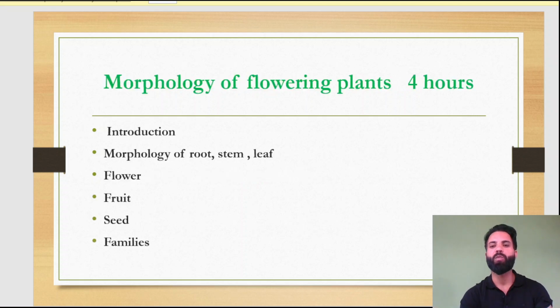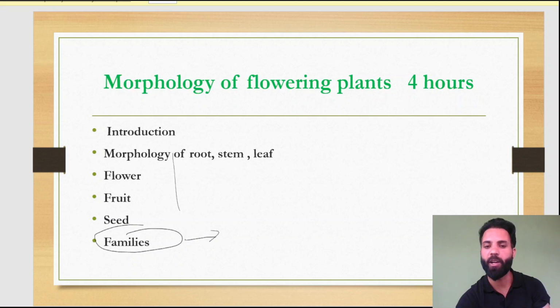After that there is morphology of the flowering plants. In the morphology of the flowering plants, very easy unit, very easy. It comes under botany, and it requires only 4 hours for the completion. In this unit we are going to study about the morphology of the roots, stem, leaf, fruit, flower, seeds, and the families. And most important is that from the families section you will find a question in the NEET, and it's very important.